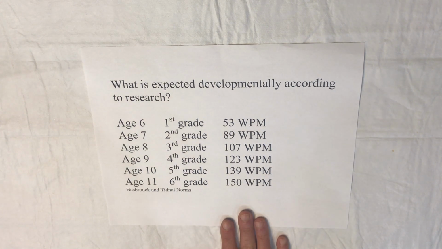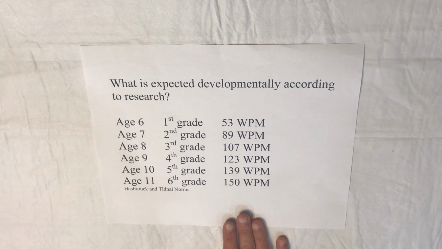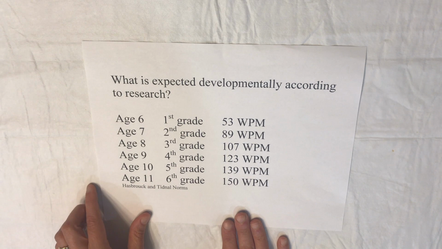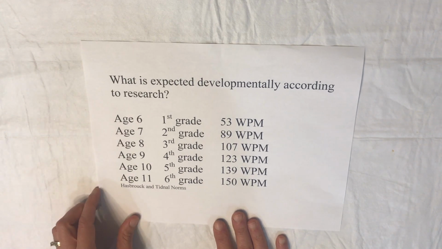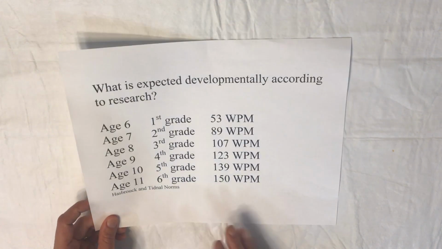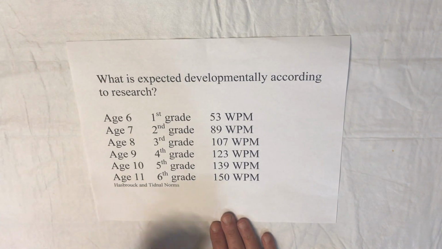Now, these norms are developed from students reading English, and it would be a great thing if we could have some norms developed for a child learning to read in Arabic. I don't know of any, but that would be a great research project if somebody wants to develop those. Meanwhile, I think this can just be used as a general guide. You can also look up on the internet for Hasbrook and Tyndall norms.